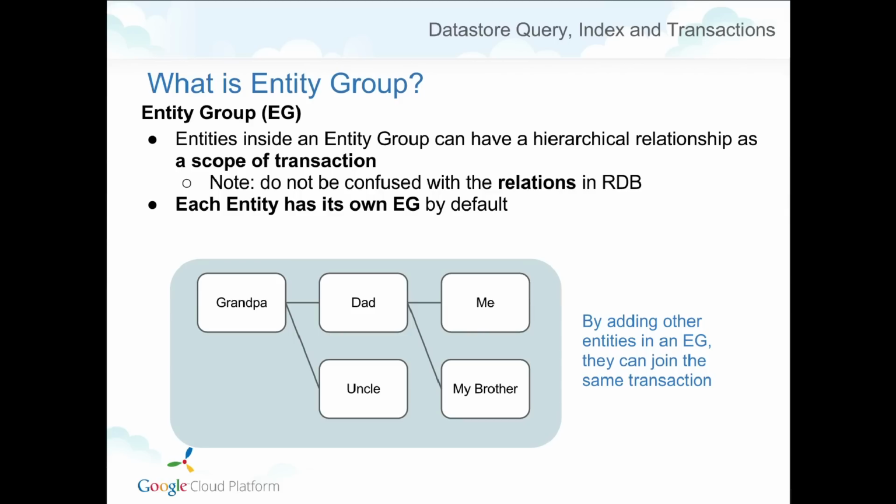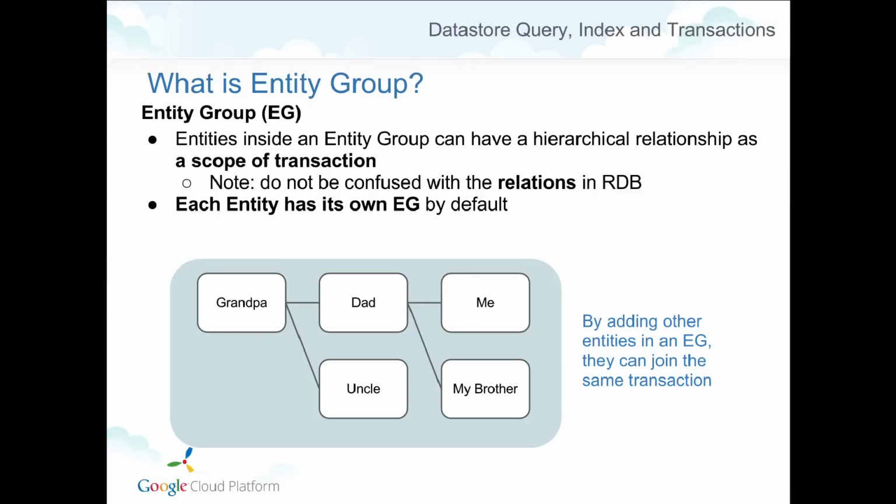Entity group is the most important concept when learning data store transactions. Because of the name, you may think that it's related to the one-to-n relationship between tables in a traditional database. Actually, it's not. It's just a scope of transaction. It doesn't need any entity relationship we have in the traditional database. It's a scope of transactions. Each entity has its own entity group by default.